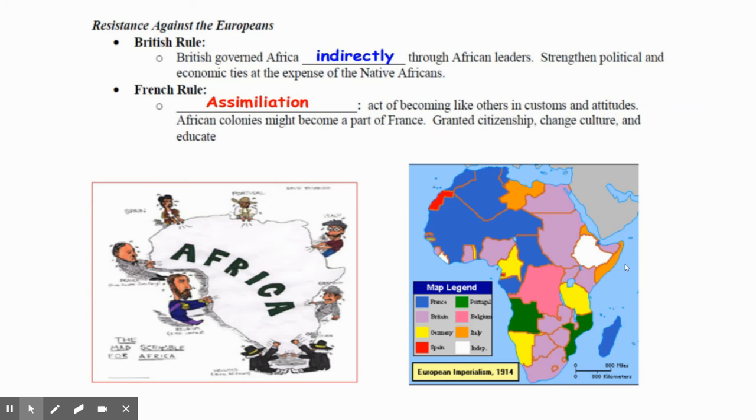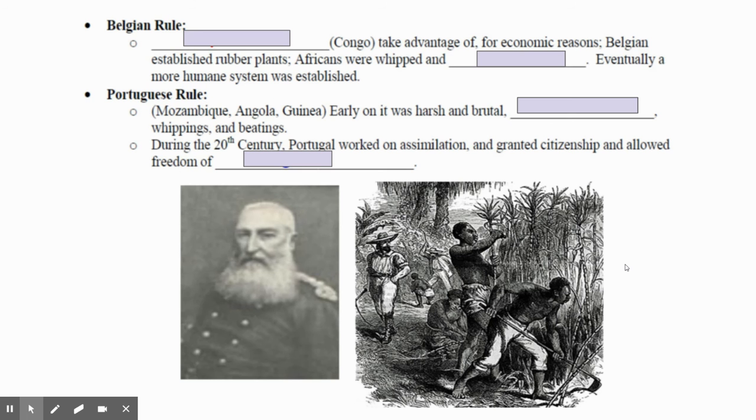It doesn't always work as well as maybe some expect. The Belgians, I'm going to tell you right now, this is probably the most brutal of all because they used exploitation. They took advantage of the region around the Congo, or what is now the Democratic Republic of Congo. They established plantations for rubber trees and plants, and they certainly were very brutal.